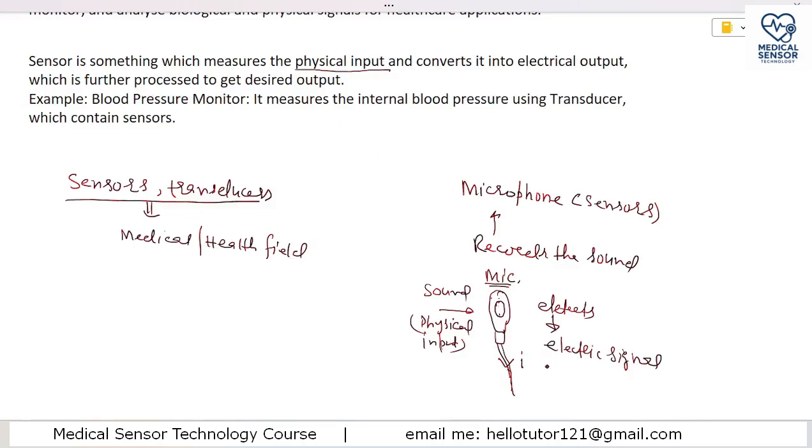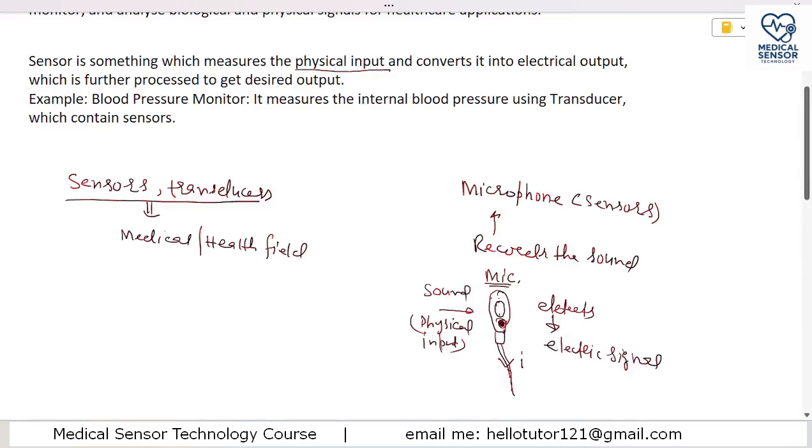By the way, it doesn't get carried right away to the wire. Basically, there are also processors. If there is some noise in the sound, or if the amplitude is not that great, it amplifies the sound. So in short, we also have the processor, and they process this sound.